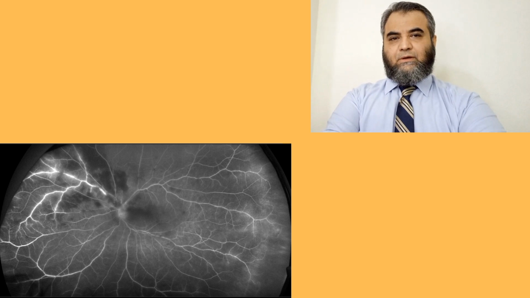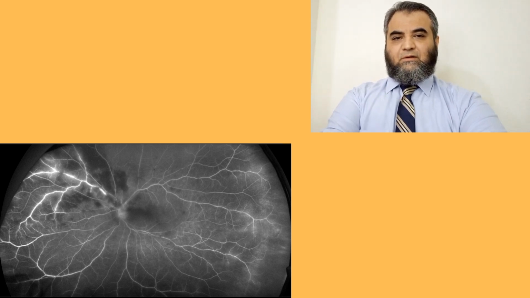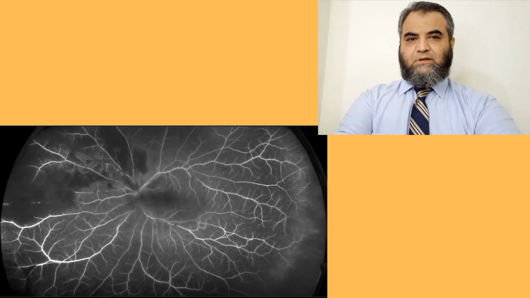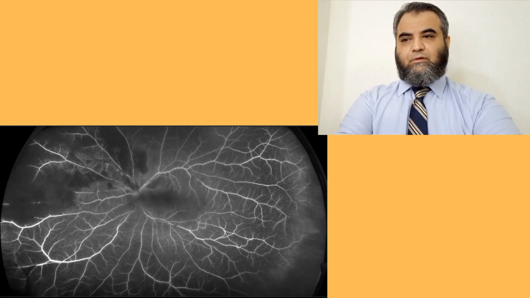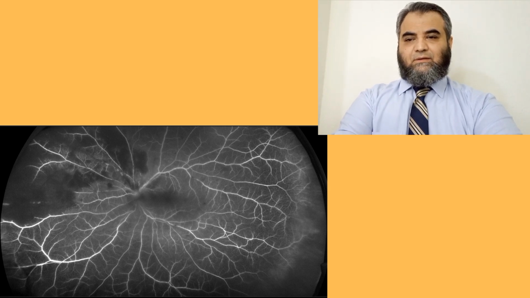Another FFA photograph showing you the blocked fluorescence nasally, and if you concentrate on the temporal side, the vessels are not going up to the periphery, with minimal leakage over there, the retina taking up the dye.